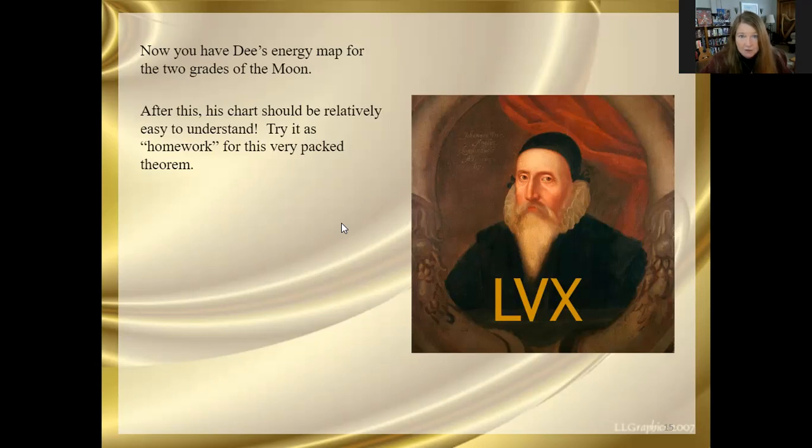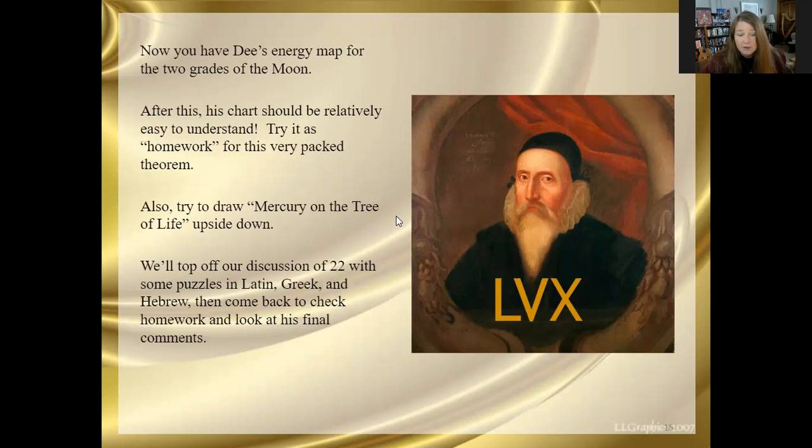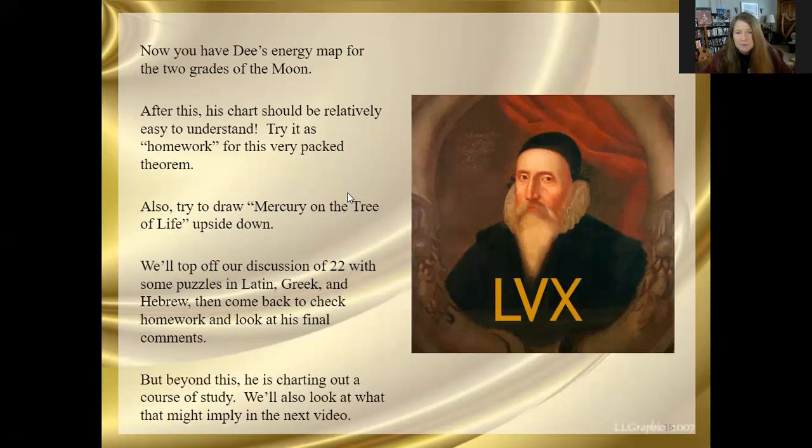After this, the chart in this theorem ought to be relatively easy to understand. So try it as homework for this very packed theorem, and also try to draw Mercury on the tree of life upside down. We're going to top off our discussion of 22 in the next video with some puzzles in Latin, Greek, and Hebrew, and then we're going to come back in the final video to check homework, look at Dee's final comments, and that'll also in both of the next 2 videos, give us an idea of what his course of study actually is beyond all of the stuff that you've had to understand to get this far. Because he's charting out a course of study. So we want to look at what that implies.